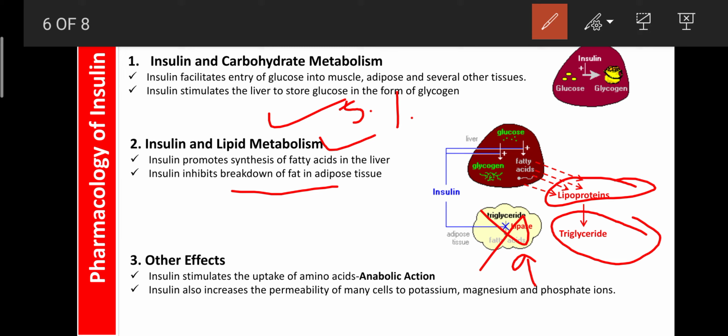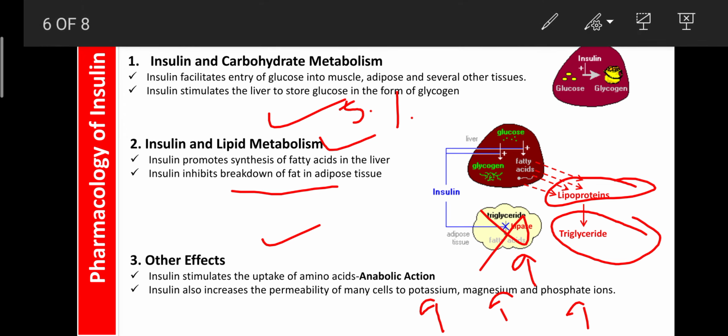Insulin also stimulates the uptake of amino acids. As amino acid uptake increases, protein synthesis increases. That action is known as the anabolic action. It means insulin also enhances protein synthesis by enhancing the uptake of amino acids by various types of cells. Insulin also increases the permeability of potassium, magnesium and phosphate.